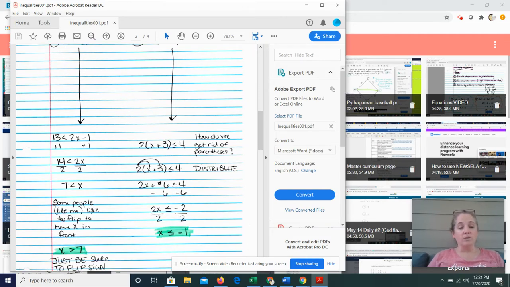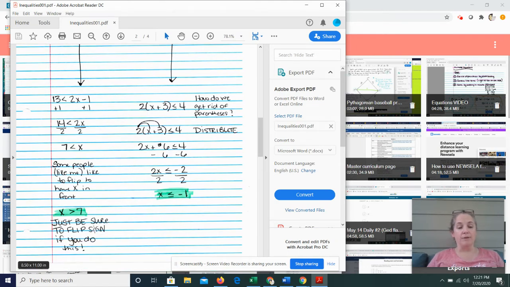Now, I don't like that x being on this side. Some people, like me, like to flip it so that the x is over here. And you can do that. You can put the x over here, the 7 over here, but what's really important, if you do that, be sure that you flip that sign as well.